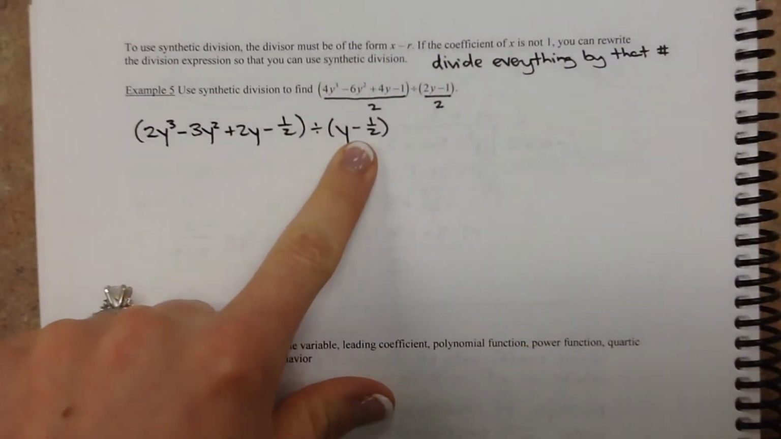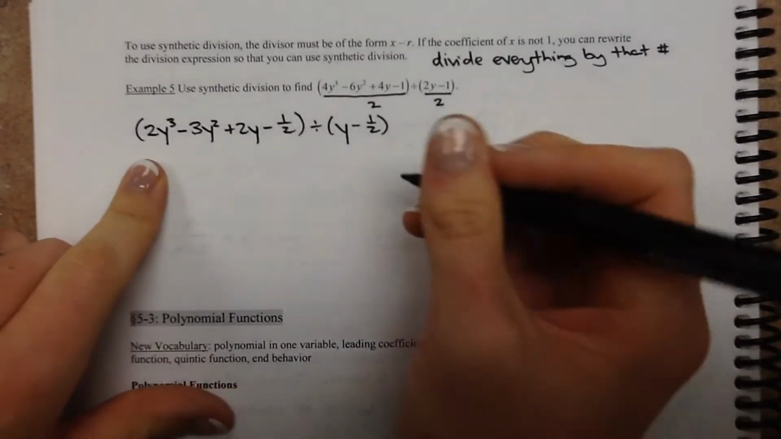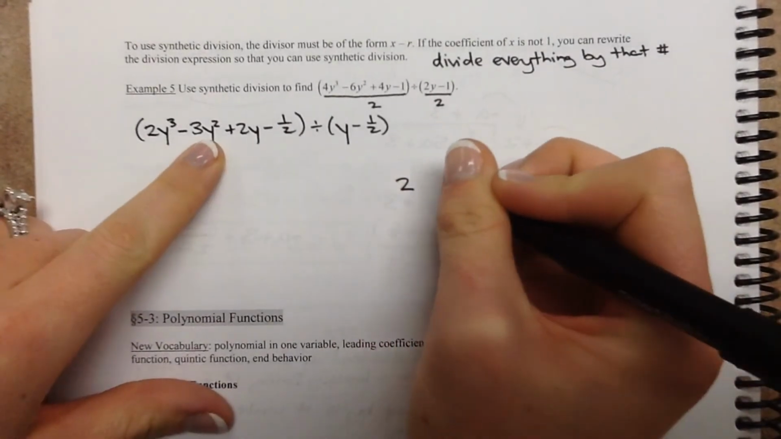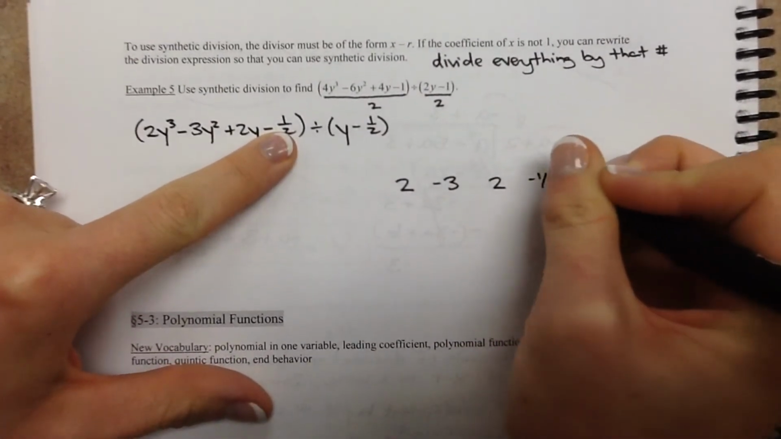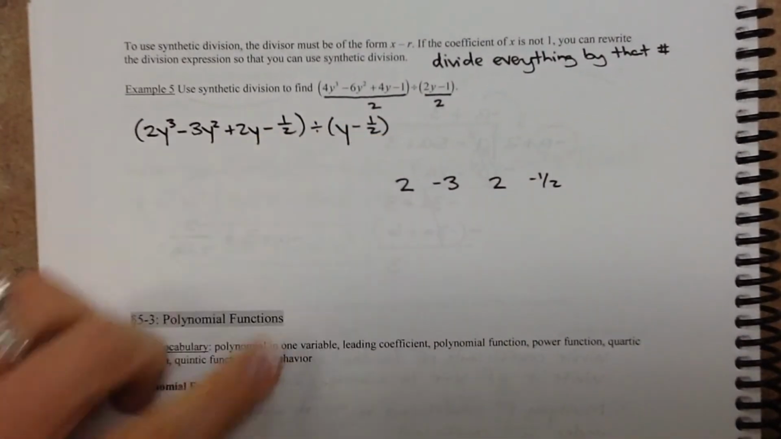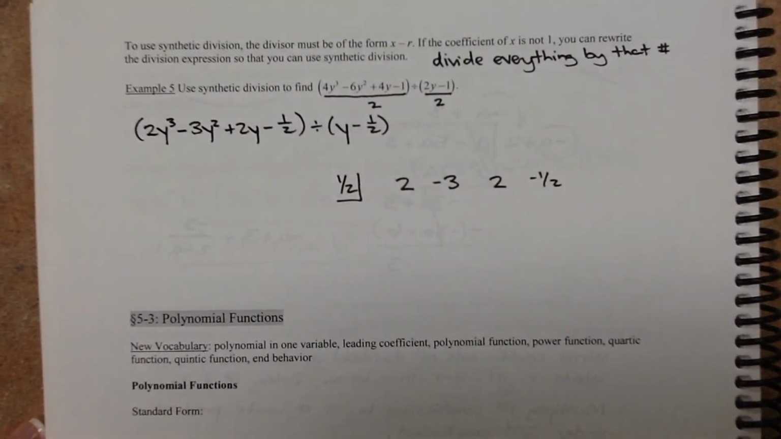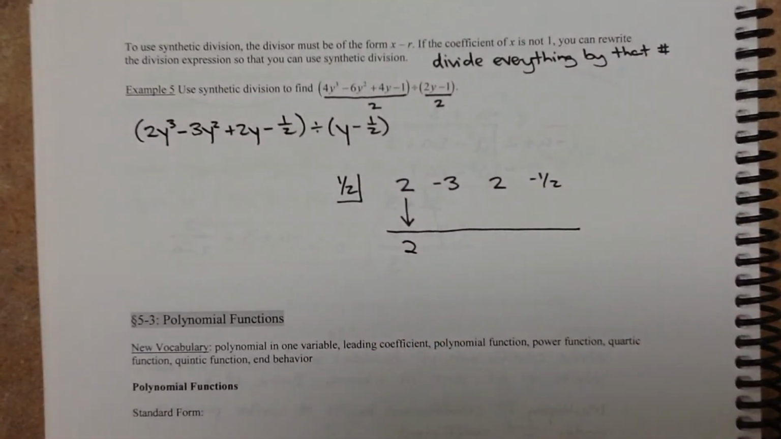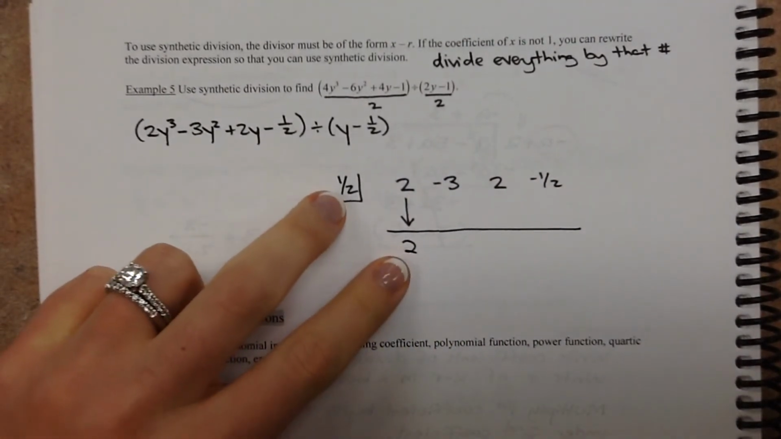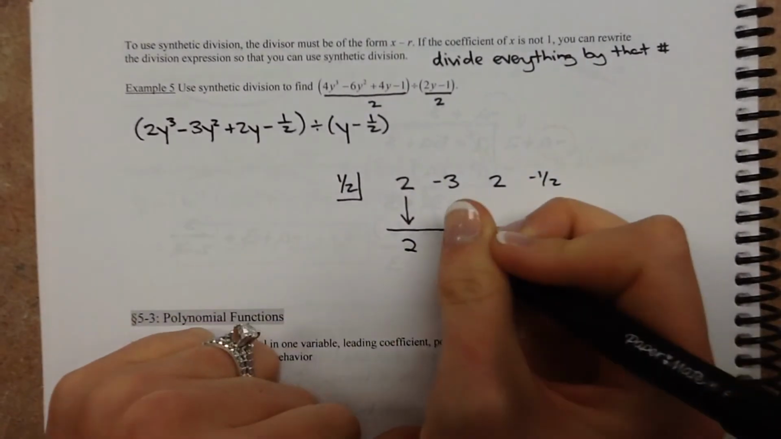Okay, so now that it's in this form, we can set it up exactly the way we did before. So we take our coefficients in descending order. So 2, negative 3, 2, and negative 1/2. Put the opposite of this number in a box, so 1/2. Okay, now here's the algorithm. This number just goes down, and then we start our multiplying and adding. So multiply 2 times 1/2, we get 1. Add these two numbers together, I get negative 2.